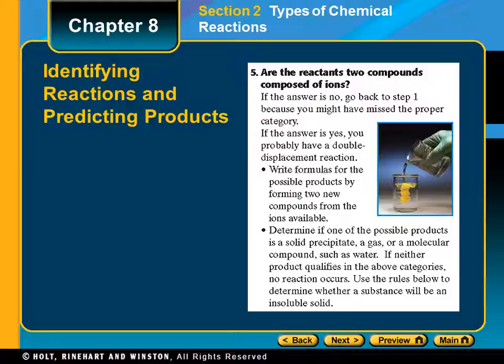And 5, are the reactants 2 compounds composed of ions? If the answer is no, go back to step 1 because you might have missed the proper category. If the answer is yes, you probably have a double displacement reaction.